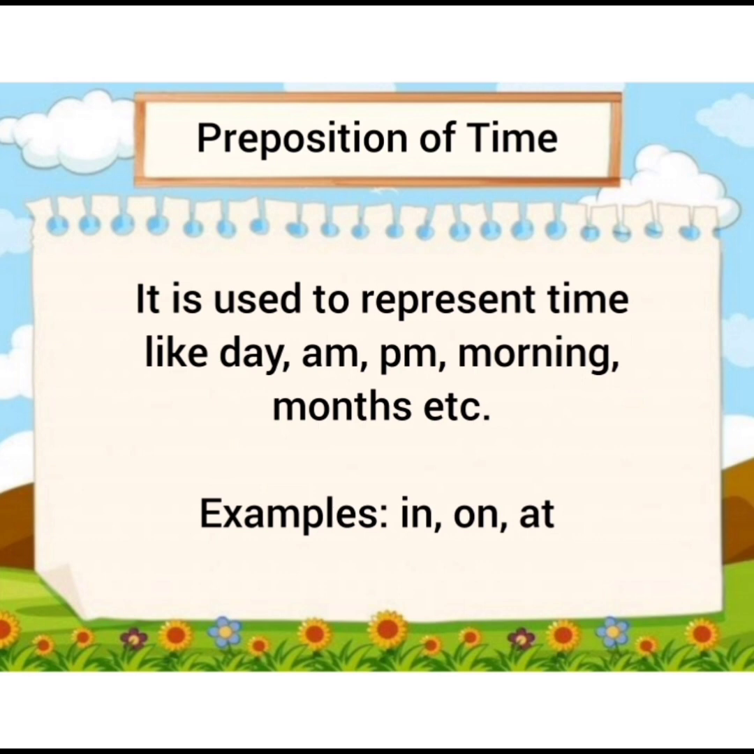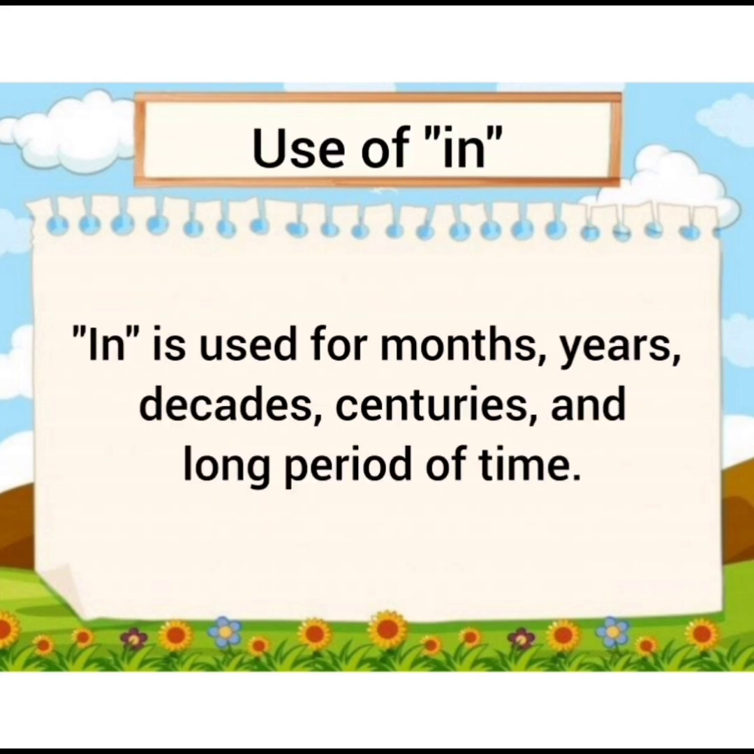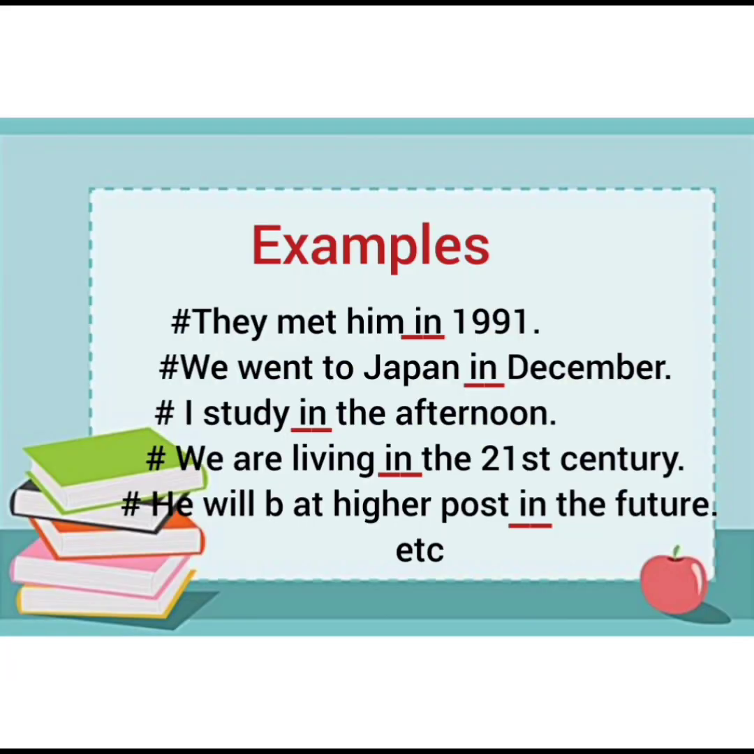Now I'll explain the usage of these prepositions. First of all, in is used for months, years, decades, centuries and long periods of time. For example, they met him in 1991. Now in is used here for year. We went to Japan in December. Now in is used for the whole month. There are almost 30 or 31 days in a month, and in is used because it's a period of time.